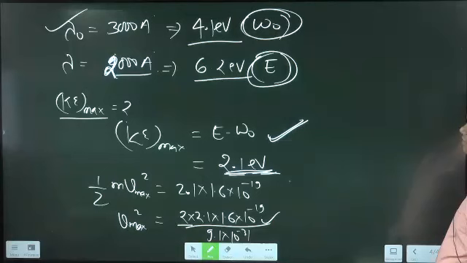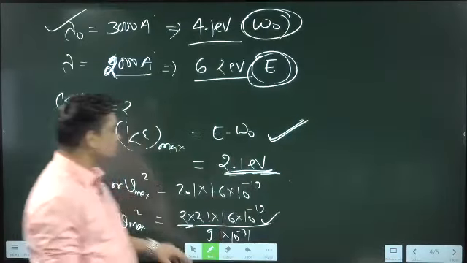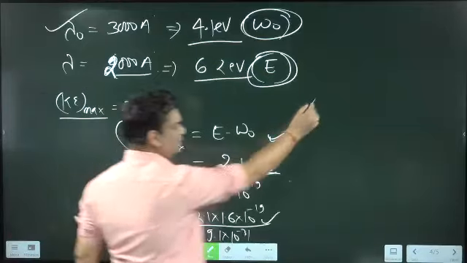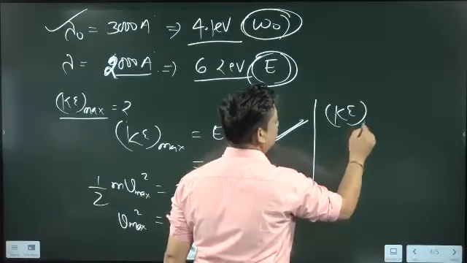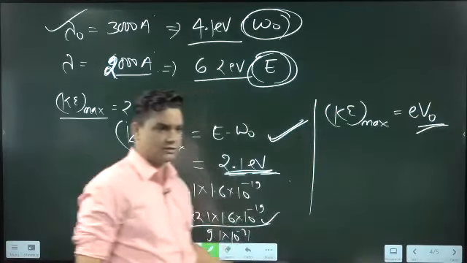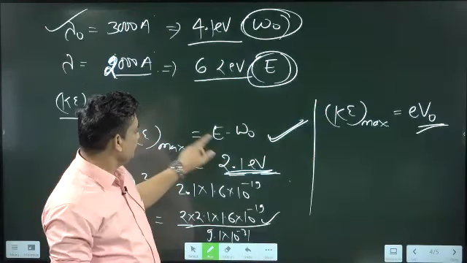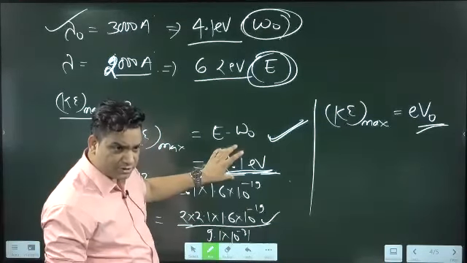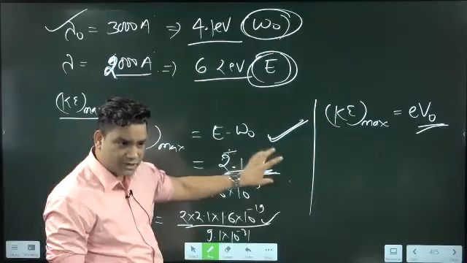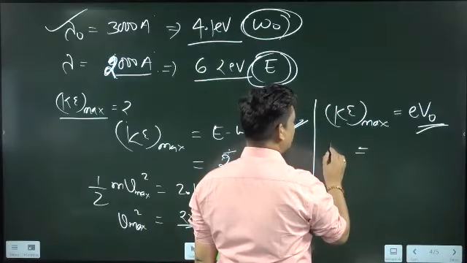They can give you some relation related to this, the stopping potential, in the same question. If they are asking for the stopping potential, then you have to remember that KE maximum is always equal to eV naught, where V naught is the stopping potential. So here we have 2.1 electron volt.